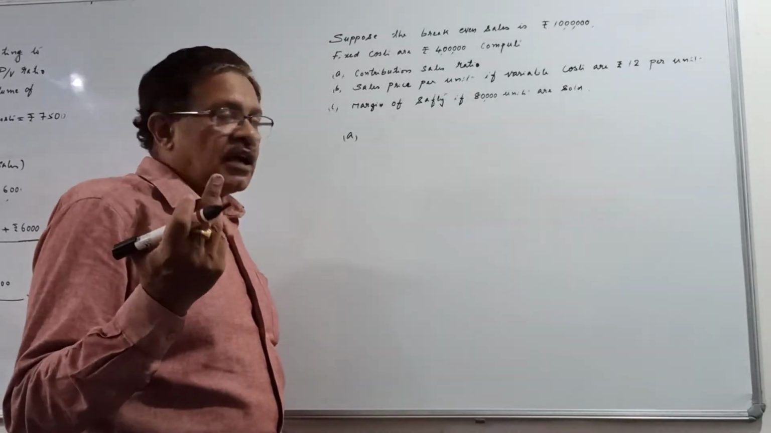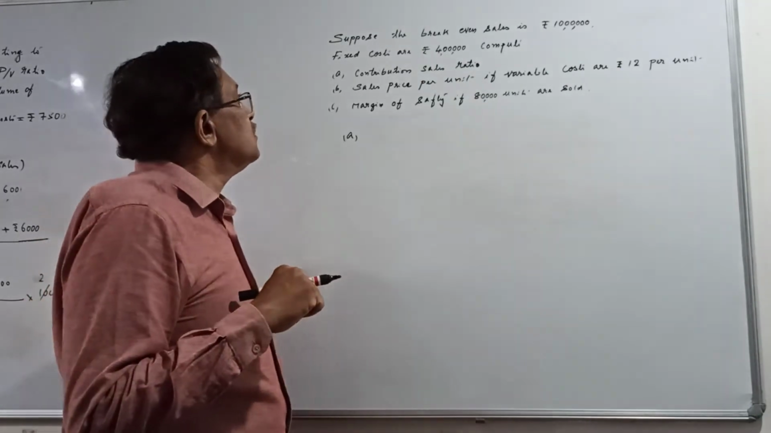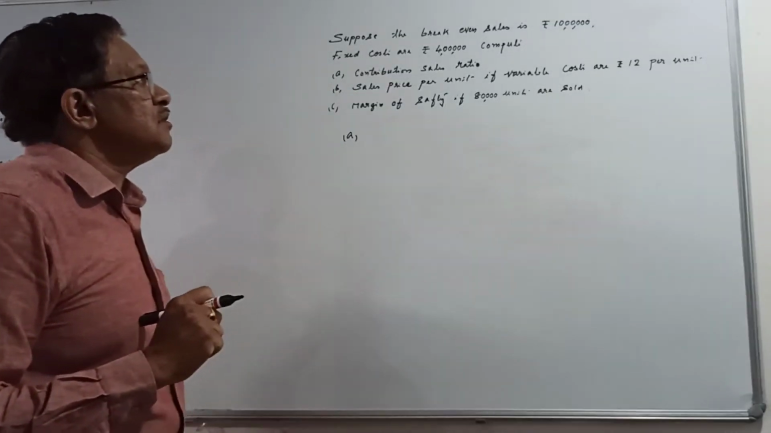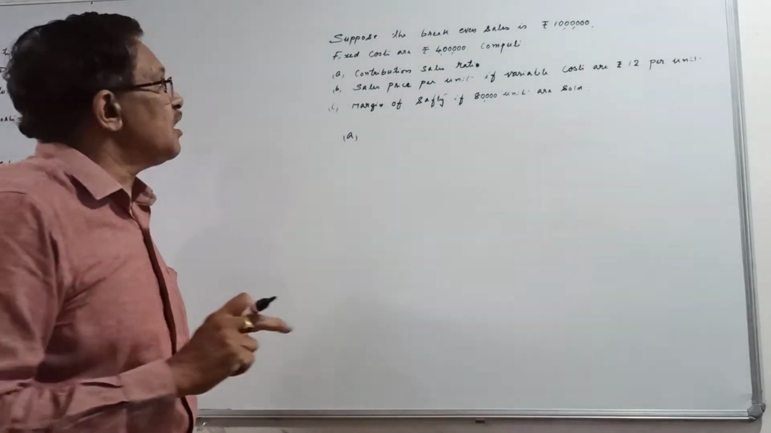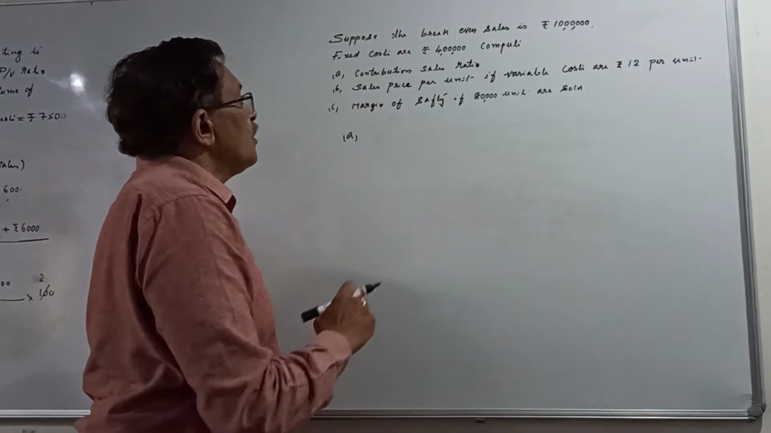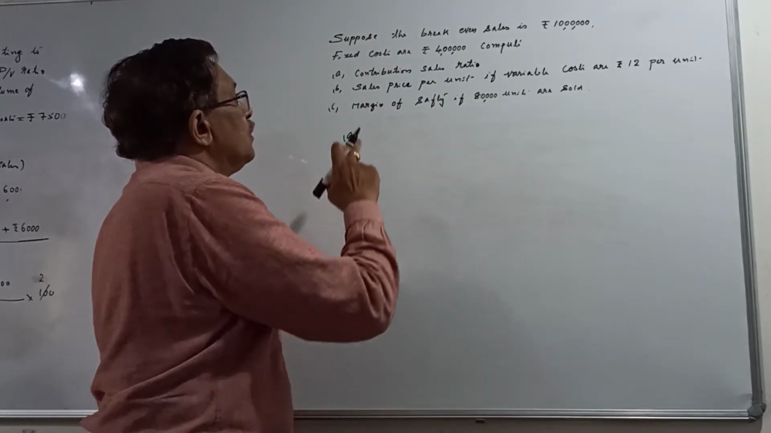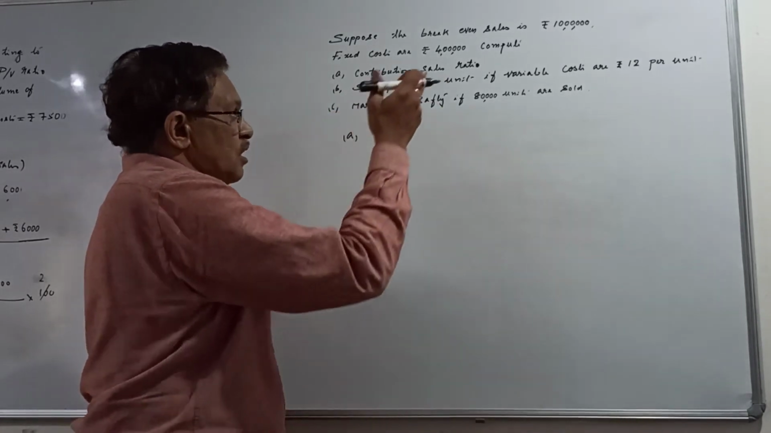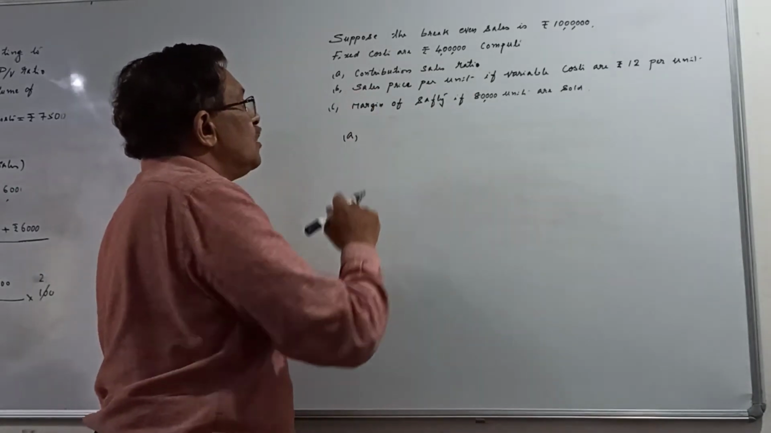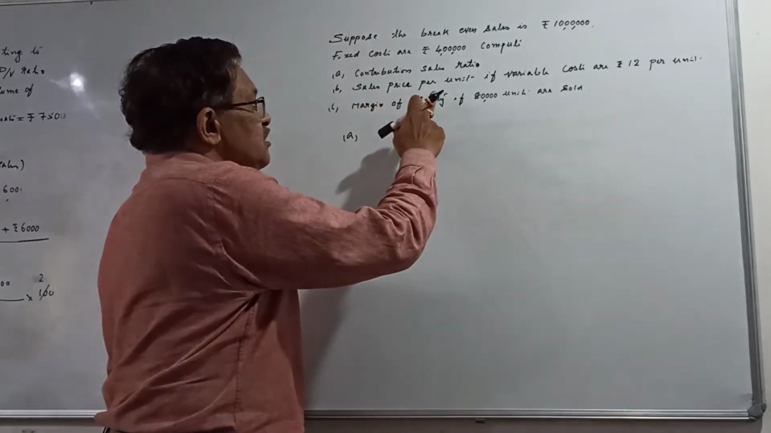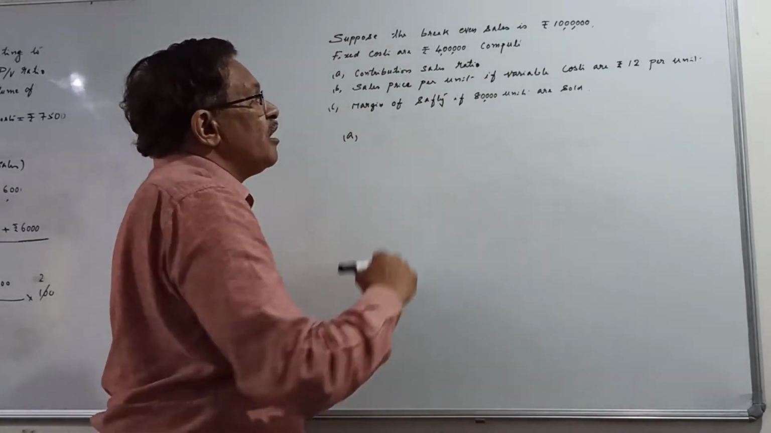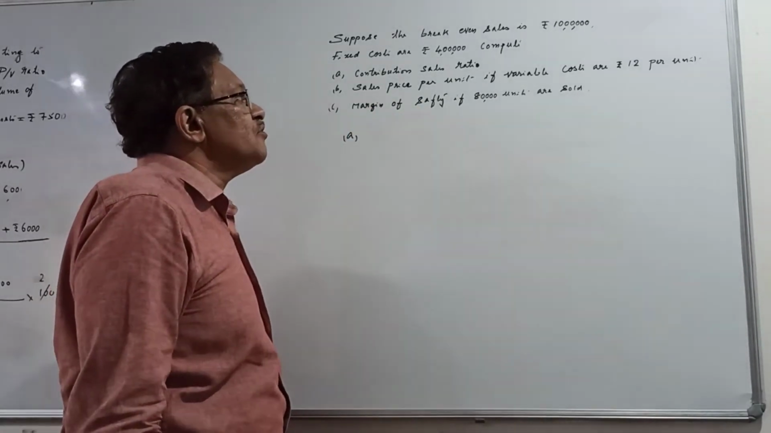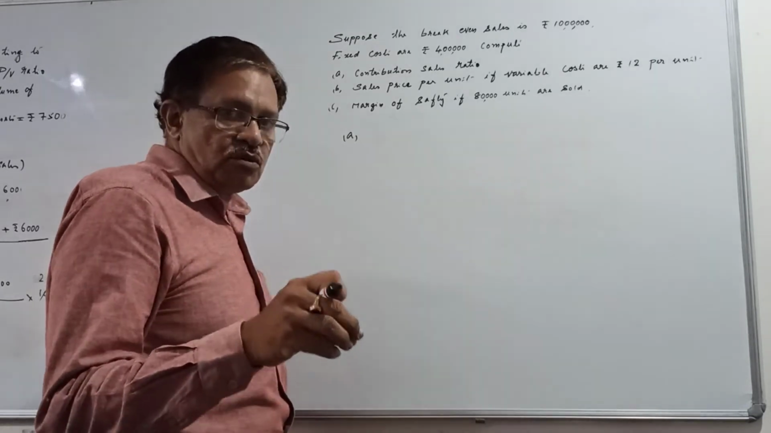Let us move on to the second problem relating to the CVP analysis, where he has given information with regard to the break-even sales. He has also given information with regard to the fixed cost. He is asking us to find out the contribution sales ratio, which is nothing but PV ratio. He is also asking us to find out the sales price per unit if variable cost is given. And he is also asking us to find out the margin of safety if 80,000 units are sold.